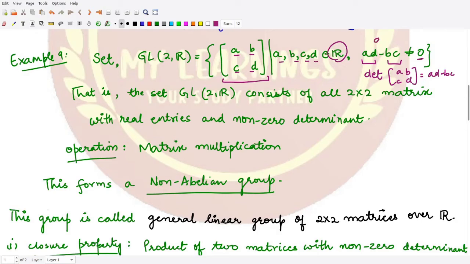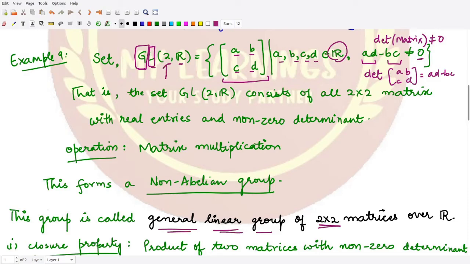So in this case we are saying the determinant of the given matrix, whichever matrix we are taking, should not be equal to 0, right? And we are calling this set by a special name. We are calling this GL2, R, right? Now what does this mean? It has a special name in which we say it is a general linear group. So G stands for general here, L stands for linear here. So general linear group of 2 cross 2 matrices.